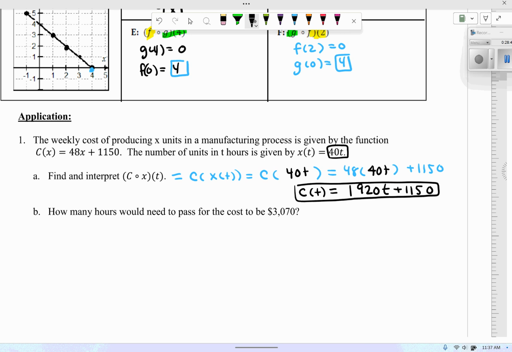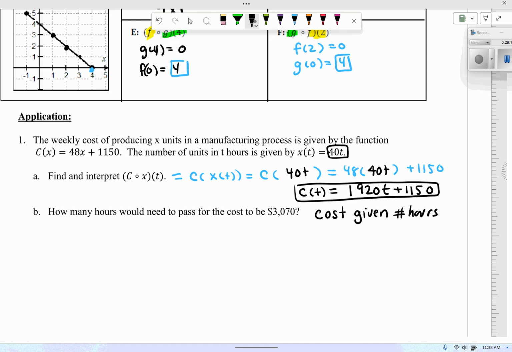So what does this mean? This gives us the cost given per the number of hours. Because we're using the cost per time now.